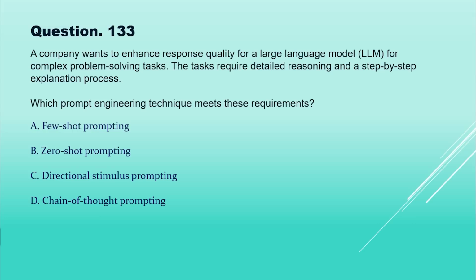And the correct answer here will be option D, chain of thought prompting, because it is one of the oldest methods for improving LLM performance, in particular in the context of queries or tasks that need complex human-like reasoning to reach an answer. So wherever a step-by-step explanation process is required, 99%, even you can say 100%, option D, chain of thought prompting, will be the correct answer.